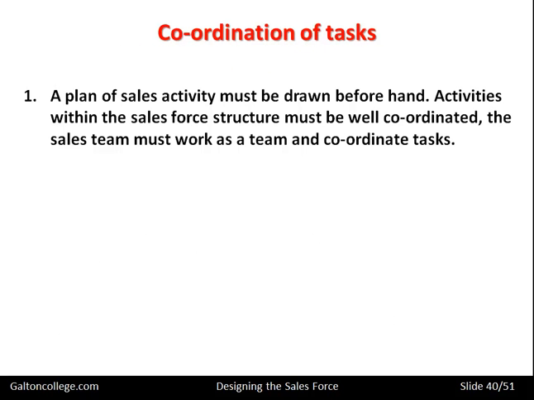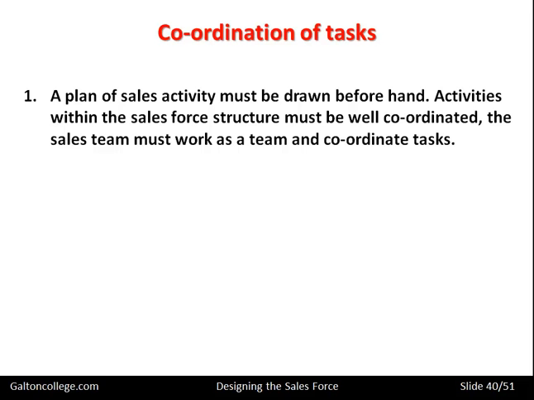Now, the coordination of tasks. Well, a plan of sales activity must be drawn up beforehand. They must have a plan. They can't randomly roam off from the business hoping to find a customer. They must have a plan. They must have a target. They must be well coordinated. It must all link together. They must have targets. They must have companies or customers or areas they wish to target. And there must be a logic for targeting those.